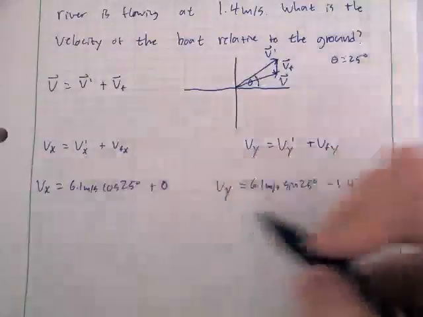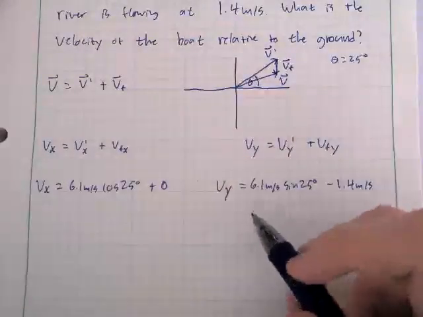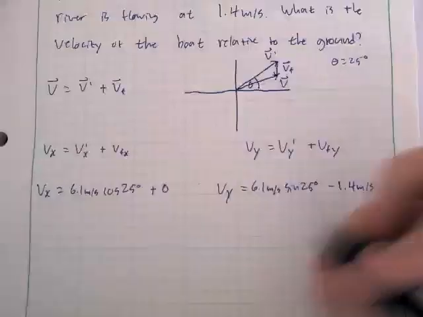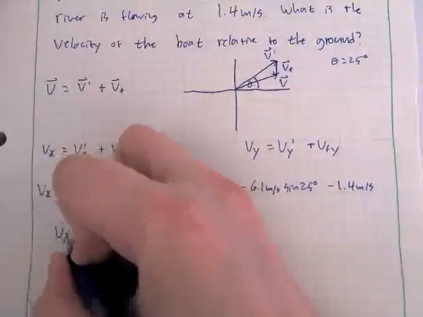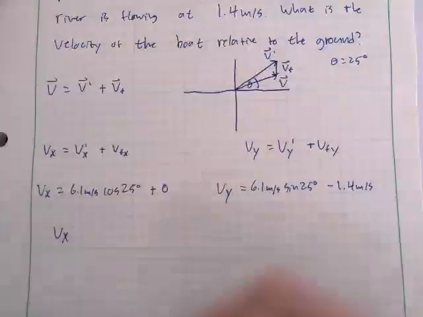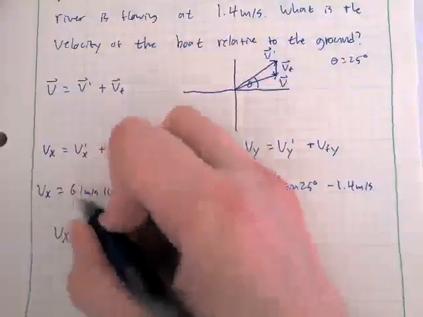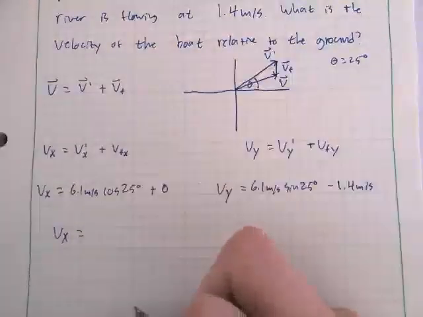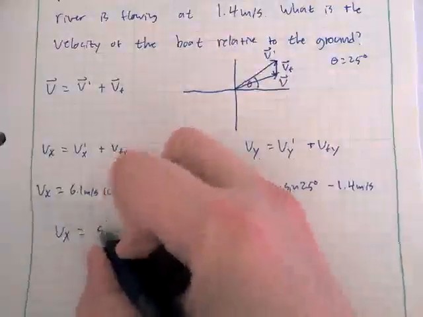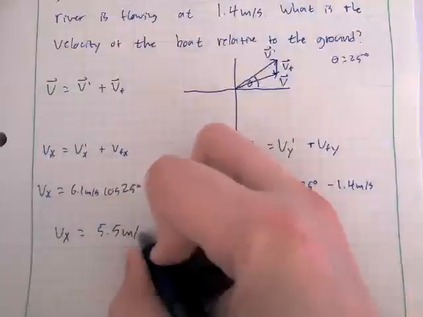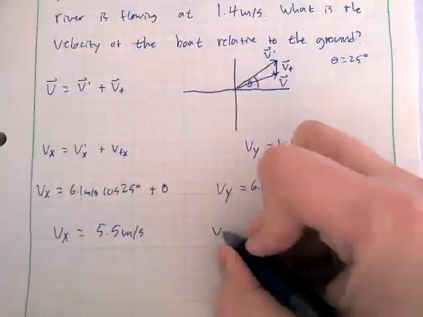So now with this, we just have to plug some stuff into our calculator. We can do our trig, we can figure out what our different components are for this boat. The velocity of the boat relative to the ground. So the Vx is going to be 6.1 times the cosine of 25 plus 0. And so this is just simply about 5.5 meters per second.